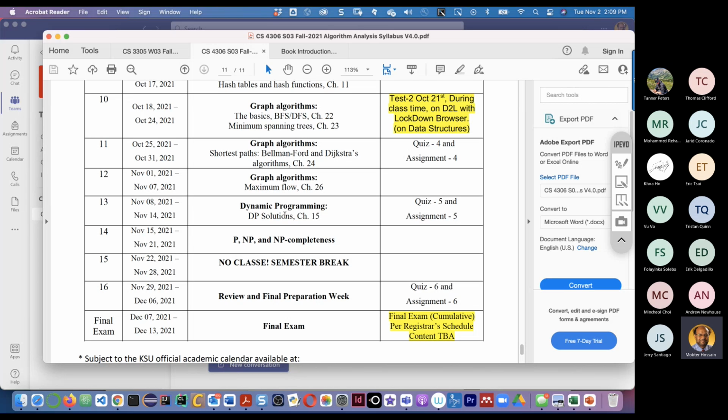Okay. So we see that we are almost at the end of this semester. We have just three more chapters left. So graph programming, so max flow, and today we will start, and then dynamic programming and P, NP, and NP-complete, one week. So that's three more topics, I think.